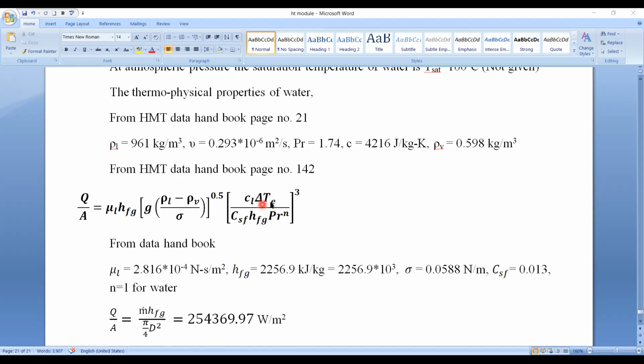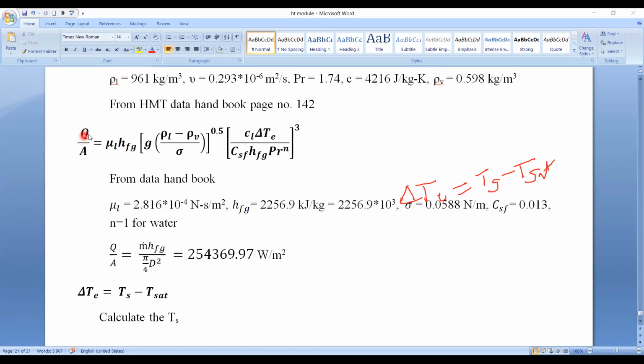This is unknown here. Delta TE is unknown. So once you get the value of delta TE, which is the difference between TS, the surface temperature, minus Tsat, the saturation temperature, with this equation, find out the value of delta T. After that, you know the value of Tsat, that is 100 degrees centigrade. Get the value of TS, that is the surface temperature or bottom surface temperature of the pan. Okay, I hope this is clear.